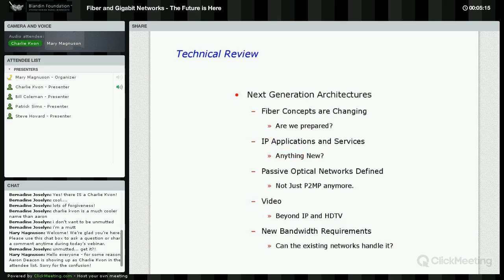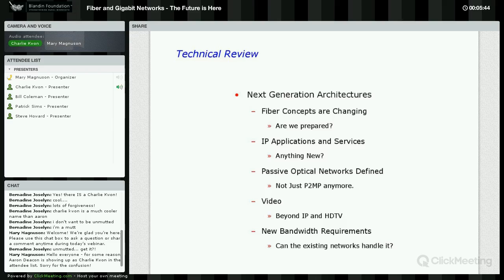Passive optical networks defined. When we looked originally, passive optical networking was a splitting configuration where we did a point to multi-point, a single fiber going to multiple residences or multiple businesses. It's not the case anymore. Passive optical networks today we're using in a point-to-point architecture or even into open access.